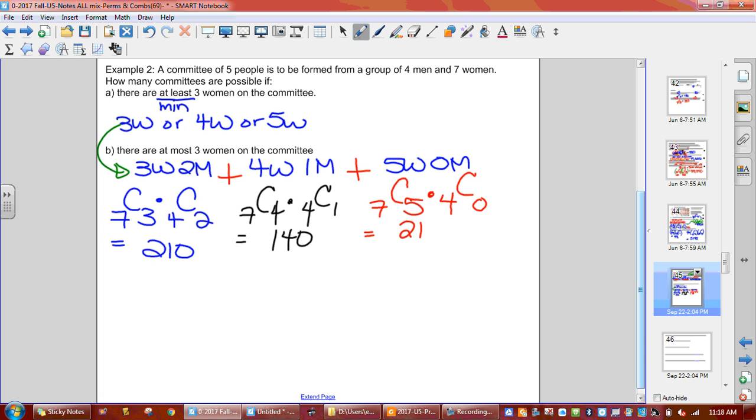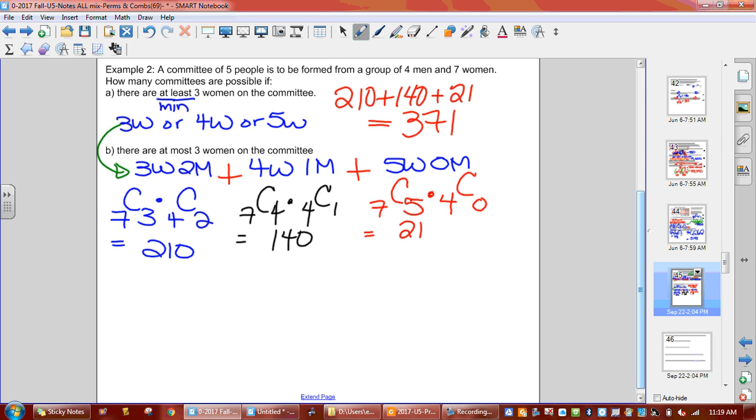And now we have to add all 3 totals. So we're going to get 210 plus 140 plus 21. And that's with at least, so minimum, 3 women. That's going to give us 371. Okay? Any questions so far?